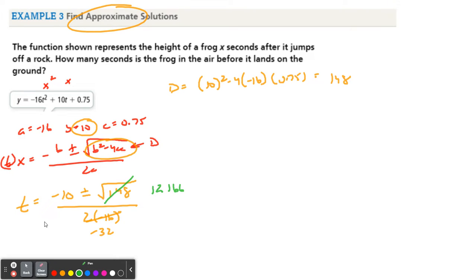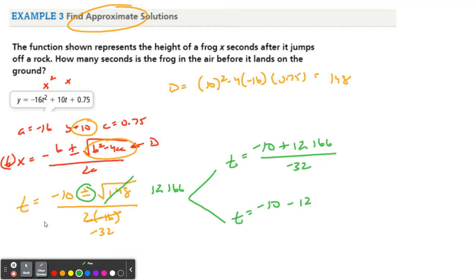Now I'm going to break apart this plus or minus into our two solutions. So t could equal negative 10 plus 12.166 over negative 32, and t could equal negative 10 minus 12.166 over negative 32. You just have to type this in all at once. In my opinion, I would type in the fraction bar first, so make sure you press the question mark slash button first, and then type in the numerator and then arrow down to get to the denominator.